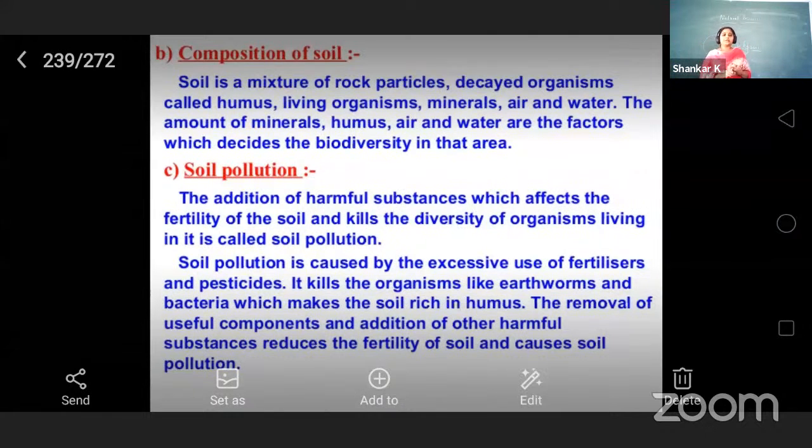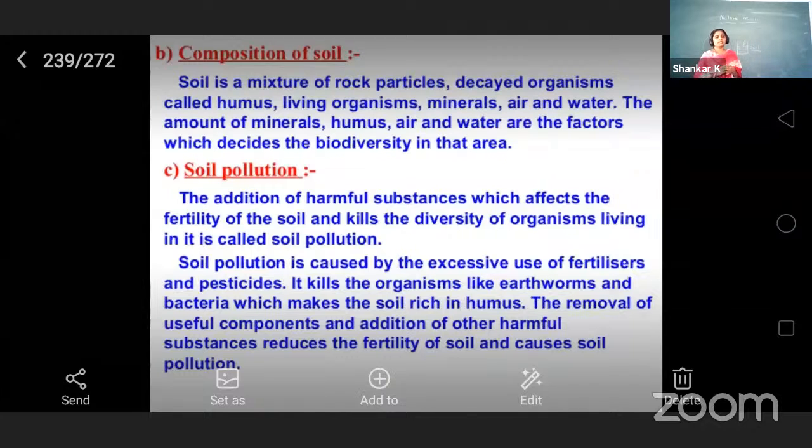What else? Decayed organisms called humus, living organisms, minerals, air and water. The amount of minerals, air and water are factors which decide the biodiversity in the area. So soil is a mixture of all these things. And how does soil pollution happen?